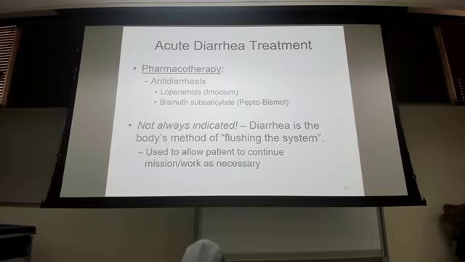Acute treatment, antidiarrheals: Imodium, loperamide, kind of first line, Pepto-Bismol. These are not always indicated, only if it's severe, right? Because why? Our body has a good natural response of ridding our gut of pathogens. Sometimes it's just better to let it go. But never give an antidiarrheal for any type of inflammatory diarrhea. Bloody diarrhea, do not give loperamide. I would know that.